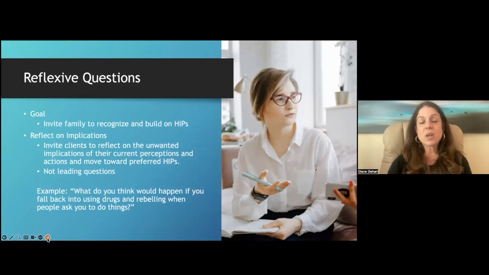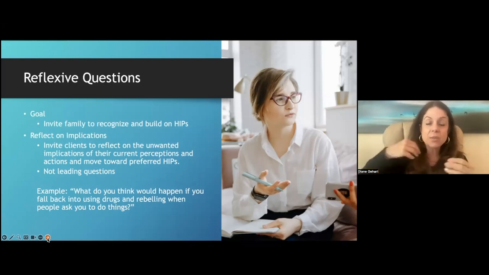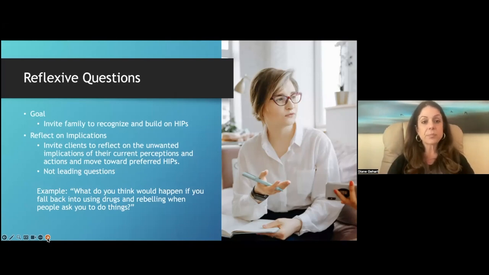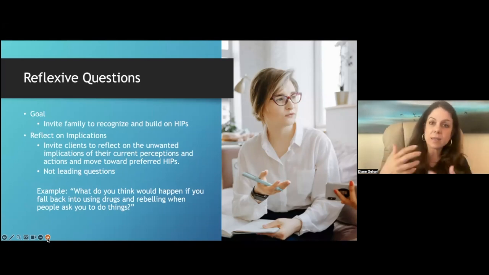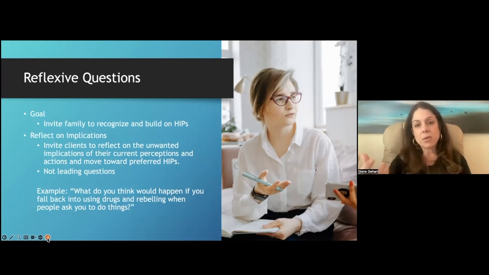Reflexive questions are where, with the circular questions, you're looking at the interaction. Reflexive questions invite clients to reflect on the unwanted implications of their current perceptions and actions. These are not leading, they're just opening up space for reflecting on things. So, what do you think would happen if you fall back into using drugs and rebelling when people ask you to do things again? How is that going to work? What would that be like for you? And what's going to be the thing that tends to make you go that way, versus what's keeping you from doing that right now? So being able to do a lot of this reflecting on what is going on.